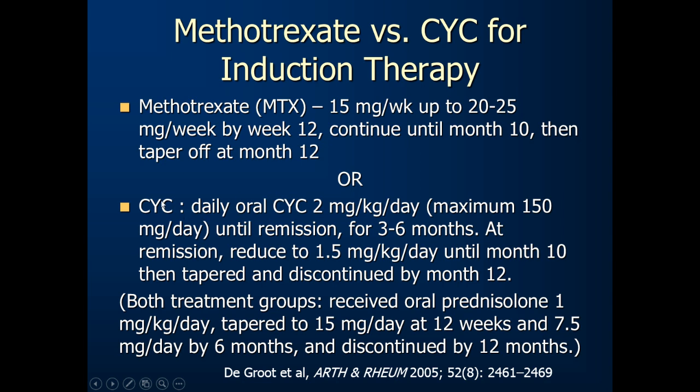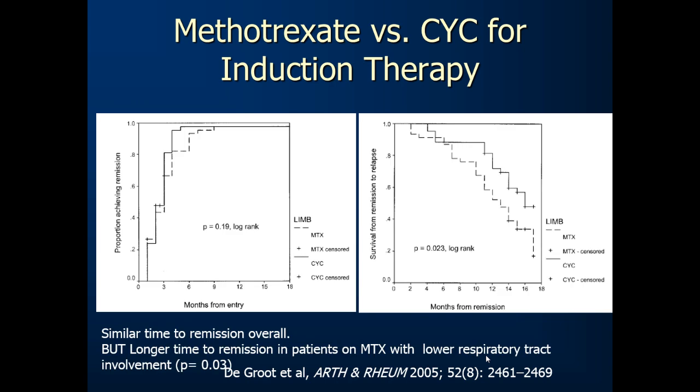And then a fairly standard way of using the cyclophosphamide from these other studies, 2 mg per kg per day, until remission was achieved, and then up to 6 months of therapy. And then for both of the treatment groups, they received prednisone, with a pretty standard taper, and they attempted to taper off at 12 months. So looking at time to remission, and the proportion that achieved remission here on the y-axis, sorry, I'm slow today, and then months from entry, there was a similar time to remission for methotrexate or for cyclophosphamide.